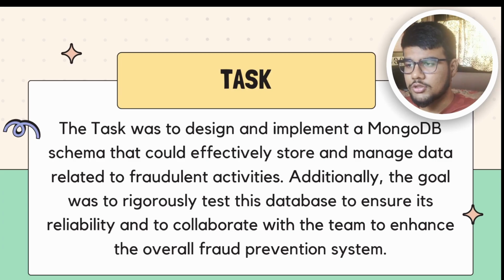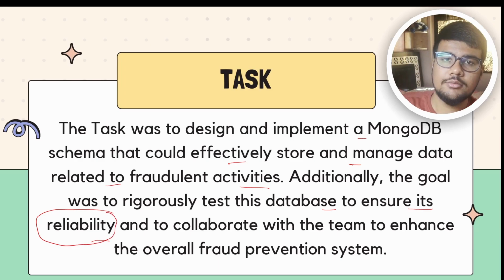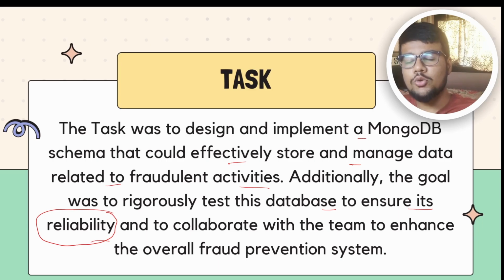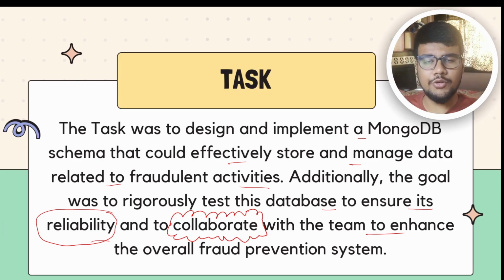What was the task? The task was to design and implement a MongoDB schema that could effectively store and manage data related to fraudulent activities. Additionally, the goal was to rigorously test this database to ensure its reliability, because as you are dealing with money and transactions, your data should be reliable and have ACID properties, not inbuilt, but you can apply them by yourself. Okay, collaborate with the team to enhance the overall fraud prevention system.